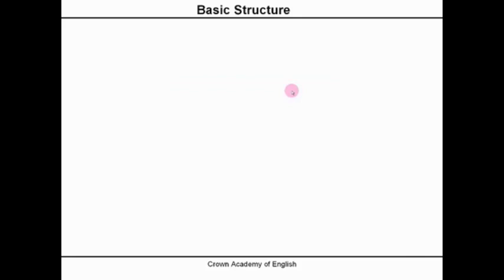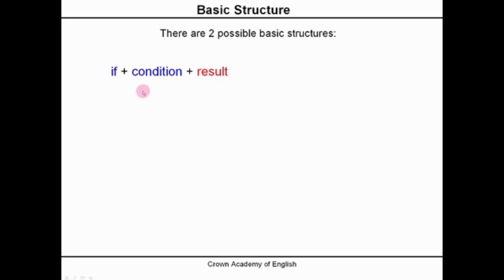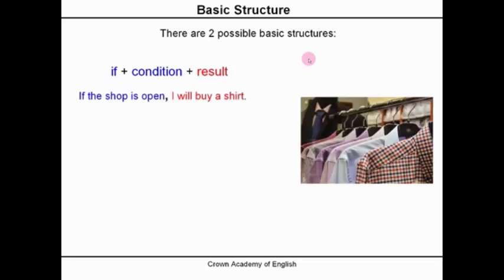The basic structure. Well, there are two possible basic structures. We have two choices. The first choice is we can say if and the condition and then the result. For example, if the shop is open, I will buy a shirt. So we have the condition first and then the result.